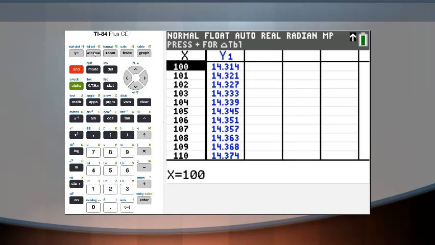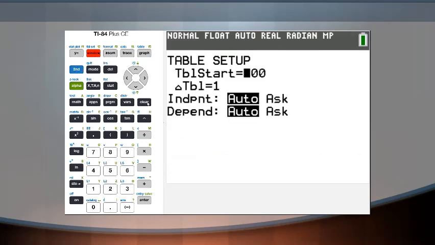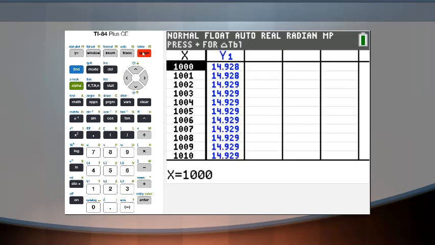there. I tell you what, I'm going to go back in here, table set, and I'm going to set this to 1,000. What's happening when x is equal to 1,000? Well, at 1,000, I can see it's at 14,928. It's getting close to 15. And down here at 1,010, it's 14,929. It's getting closer and closer and closer, but it's not going to cross, and y is not going to equal 15.